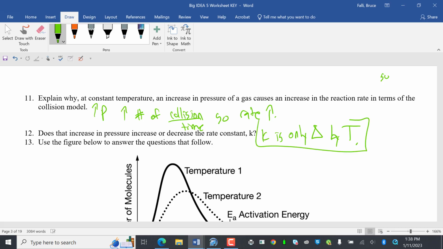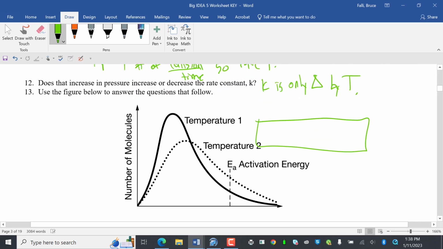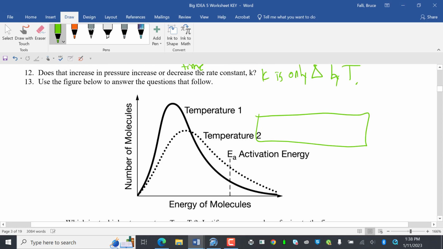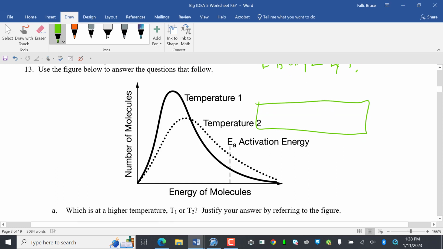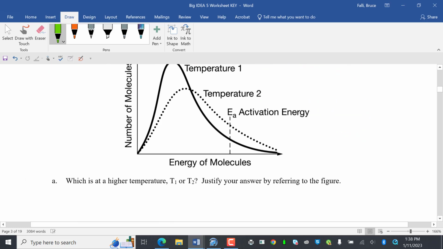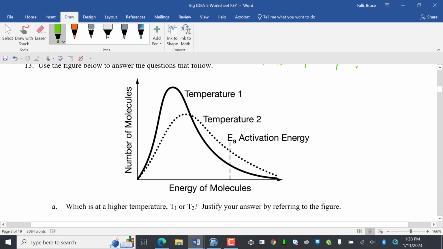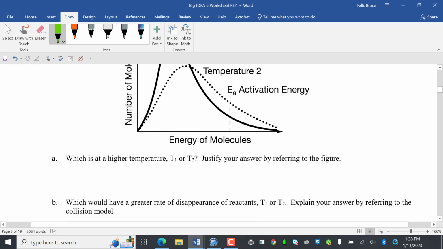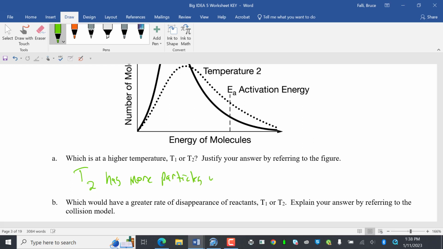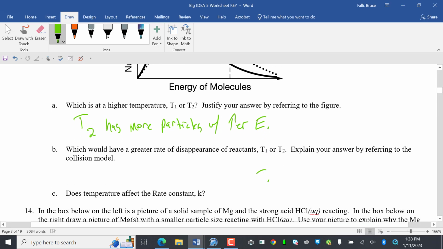Okay, know that. Use the figure below to answer the questions that follow. Temperature 1, temperature 2, activation energy. Hey, happy Boltzmann, everybody. Which is at a higher temperature, T1 or T2? Justify your answer by referring to the figure. T2 has more particles with higher energy. Which would have a greater rate of disappearance of reactants, T1 or T2?